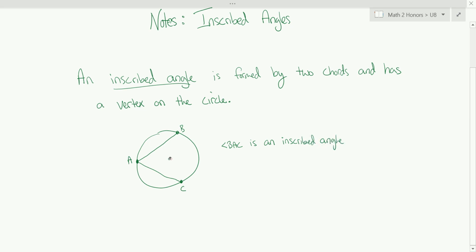If I have the center of the circle, say I make that D, then we'd say angle BDC is a what? Central angle. That's from yesterday, right? Okay, so now I've given you names for two types of angles. We got the inscribed angle and we got the central angle. Today our topic will be primarily about the inscribed angle. So first I want to look at how these are related to one another.